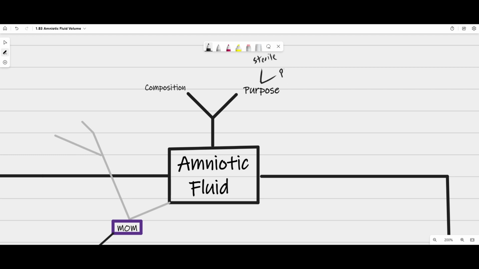And then it needs protection. So it's going to provide a little bit of a cushion and keep it from bouncing around, hitting anything hard that it's not supposed to be hitting. Next up, what's in it?